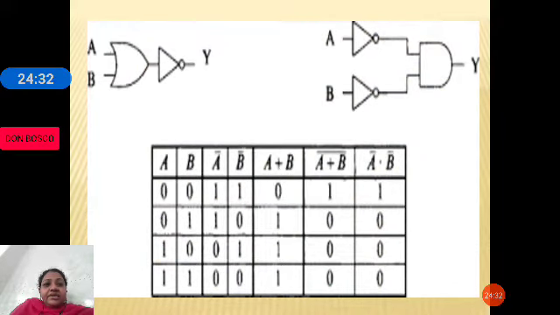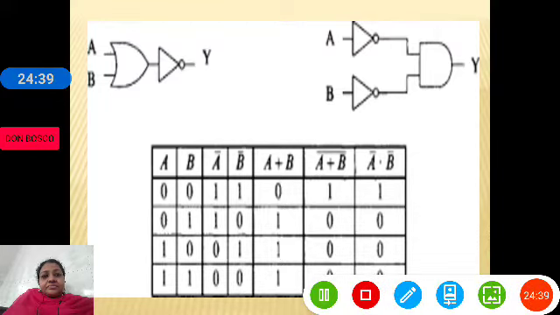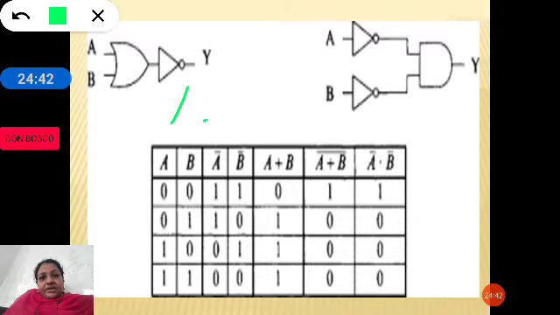Before that, let us have a look at the truth table. So in the truth table you can see we have A, B. A can be 0, 0, 0, 1, 1, 0 and 1, 1. And A bar will be 1, 1, 0, 0. And B bar will be 1, 0, 1, 0. A plus B, that is 0 plus 0 is 0, 0 plus 1 is 1, 1 plus 0 is 1, 1 plus 1 is 1.